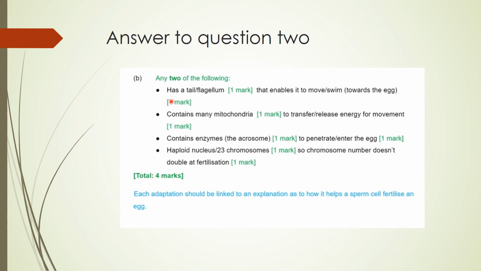Any 2 of the following: has a tail flagellum that enables it to move, swim towards the egg; contains many mitochondria to transfer or release energy for movement; contains enzymes in the acrosome to penetrate into the egg; haploid nucleus, 23 chromosomes, so the chromosome number doesn't double at fertilisation. Because remember, it doubles when they fertilise, so we wouldn't want more than half from each gamete, and gamete just means sex cell.